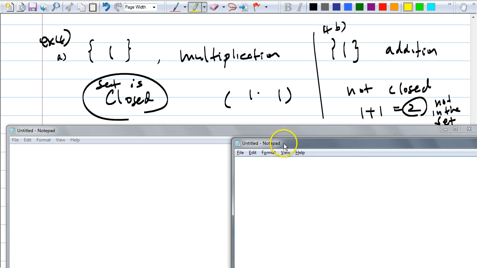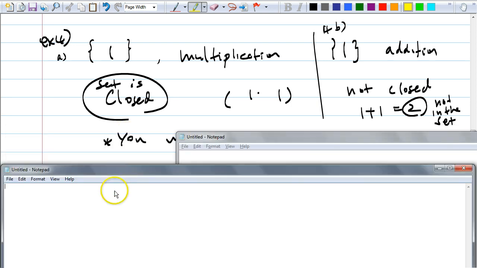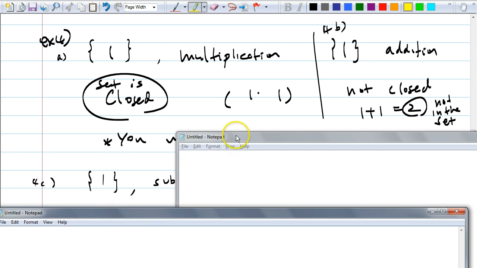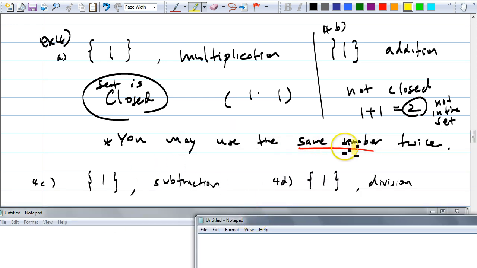And next, guess what? I'm going to do the same exact thing. I want you to try this on your own. And remember, you may use the same number more than once. So what about subtraction and division? Go ahead, everybody try subtraction and division. Decide whether or not the set is closed or not closed. I'll give you time.